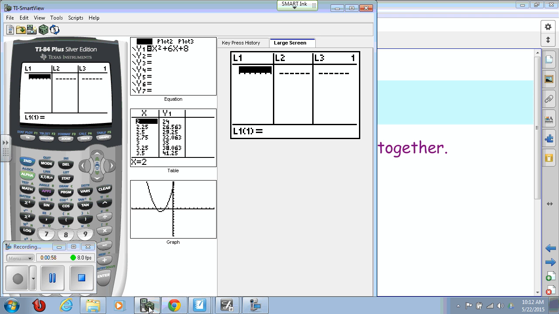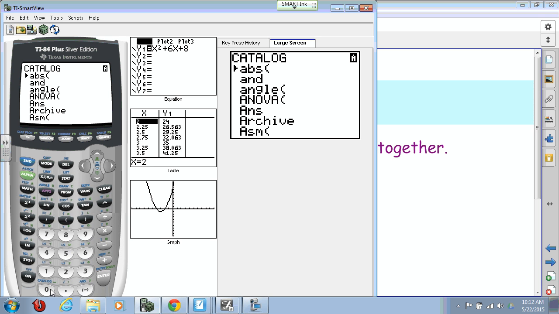First, I'm going to show you how to make a scatter plot. Have we done that this year? No. And then I'm going to show you how to do your regressions. So are you ready? First thing you want to do is make sure all your calculators are correctly calibrated. So would you please press second 0. This gives you the catalog of everything that's in your calculator.